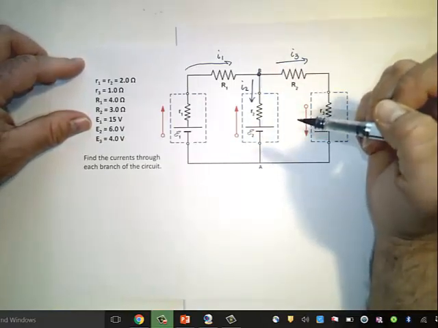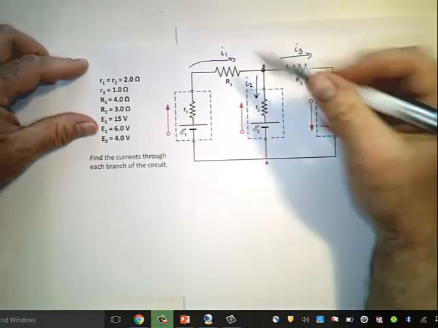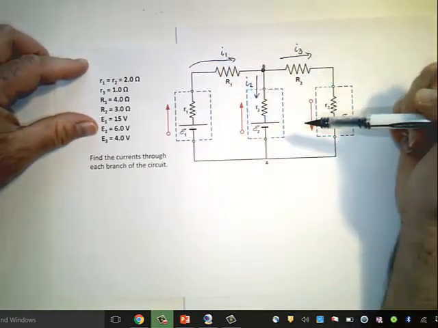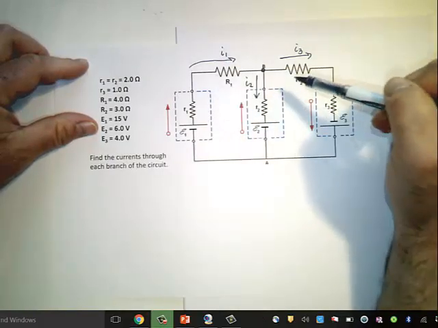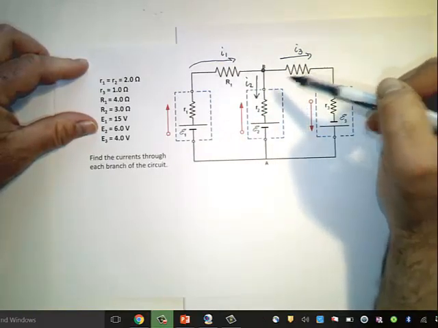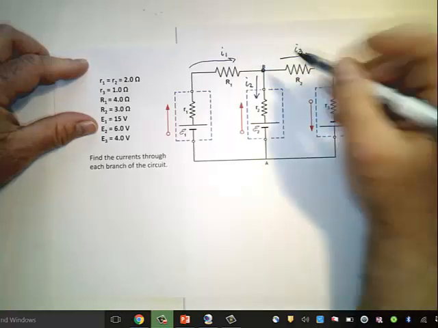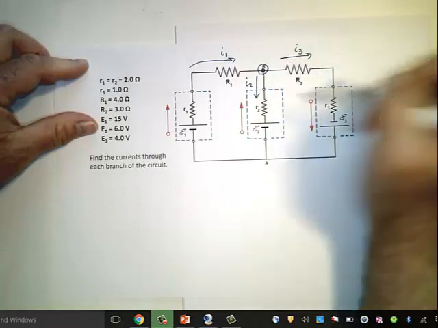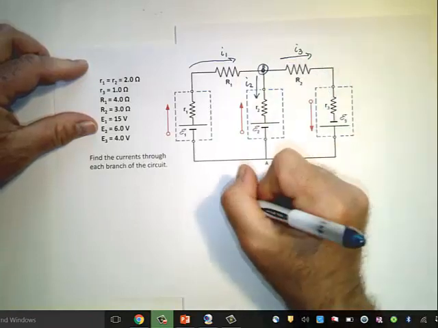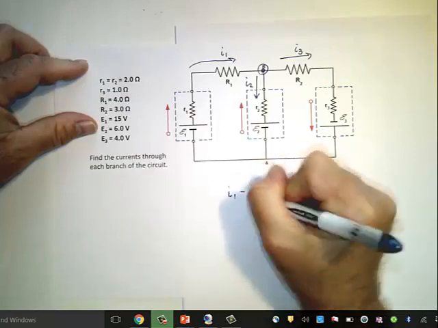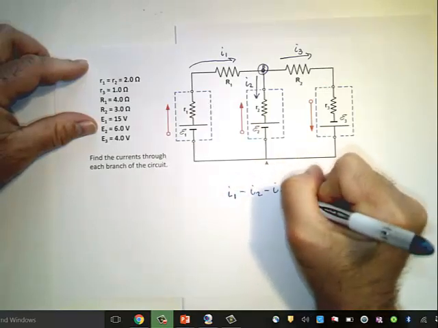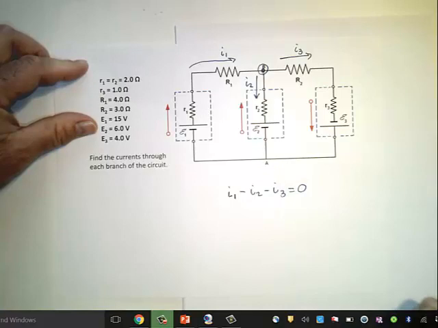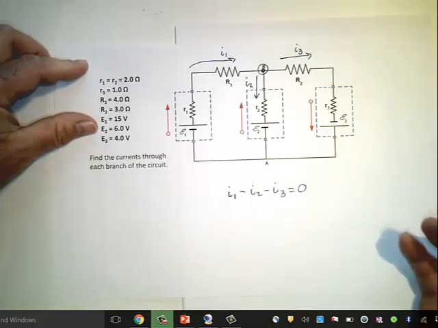Now, we've got three unknowns here, I1, I2, and I3. So in order to solve for them, we need three equations. The easiest equation to write down is from the junction rule and say all the current going into junction B must equal all the current coming out of junction B. Or another way of saying it is I1 minus I2 minus I3 equals 0. Again, three unknowns, we need two more independent equations. So we have to use the loop rule.